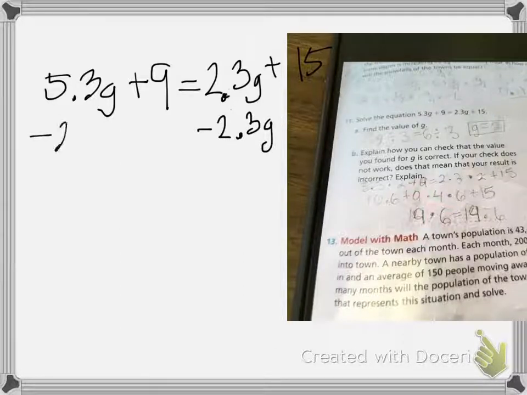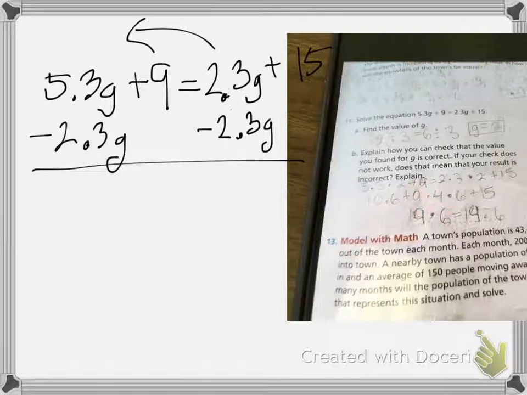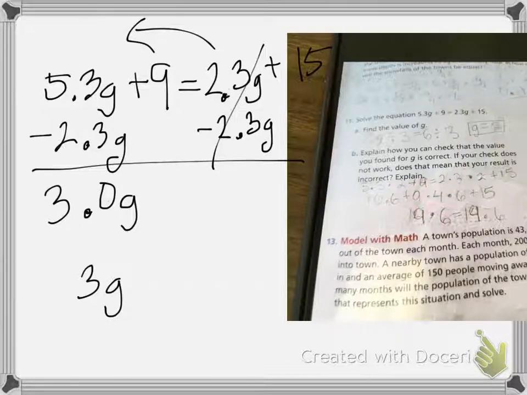Alright, so the first thing I'm going to do, I'm going to subtract 2.3 g on both sides. I'm moving the variable onto this side. This cancels, and you're left with 3 and 3, it's 0, so 0 point, and then g, and then 5 minus 2 is 3, so we have 3.0, which is the same thing as 3, so we'll just put 3g, so that decimal doesn't confuse us.